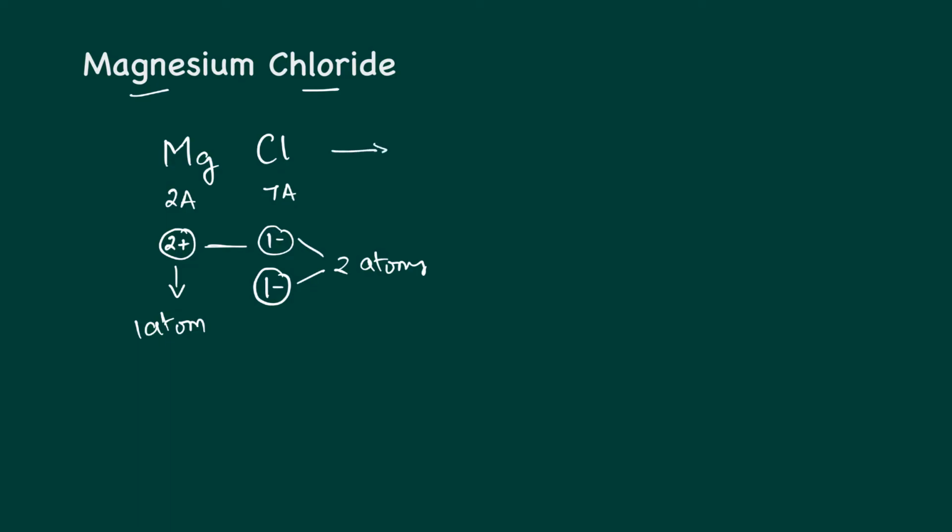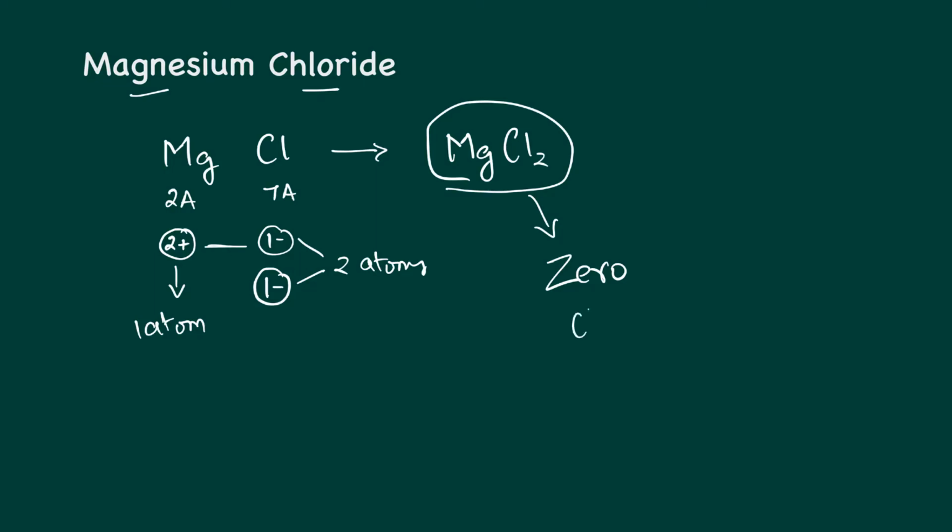And as a result, the formula then becomes MgCl2. It is very, very important that you remember that the final charge of this molecule has to be 0. Always.